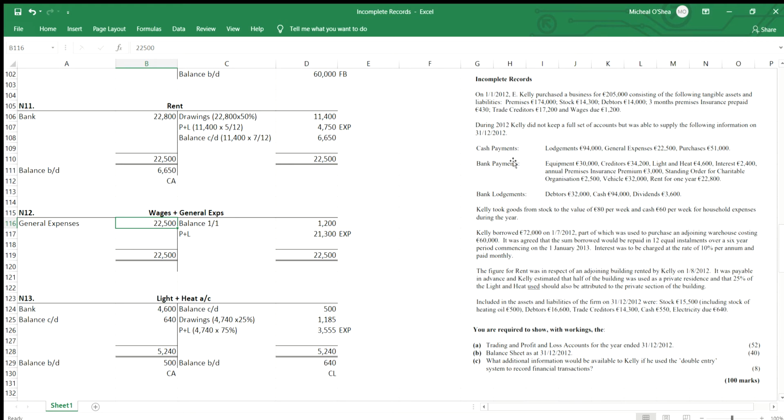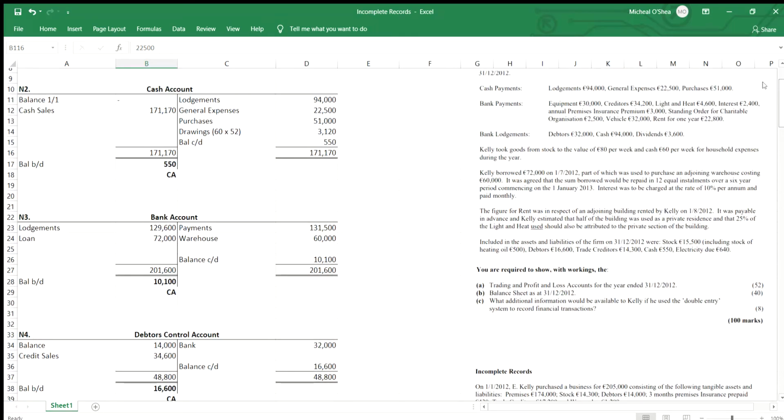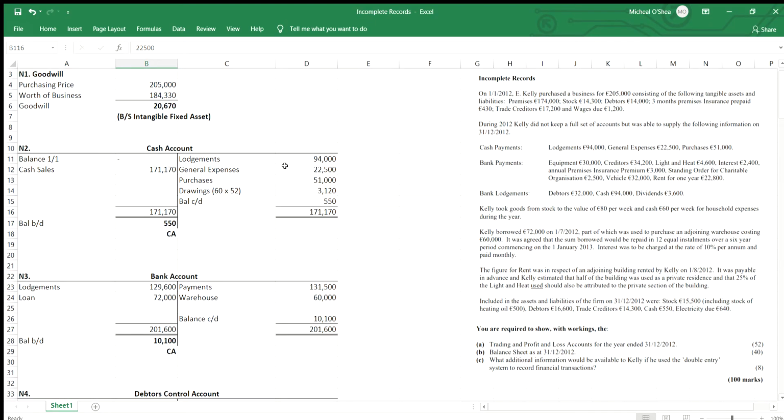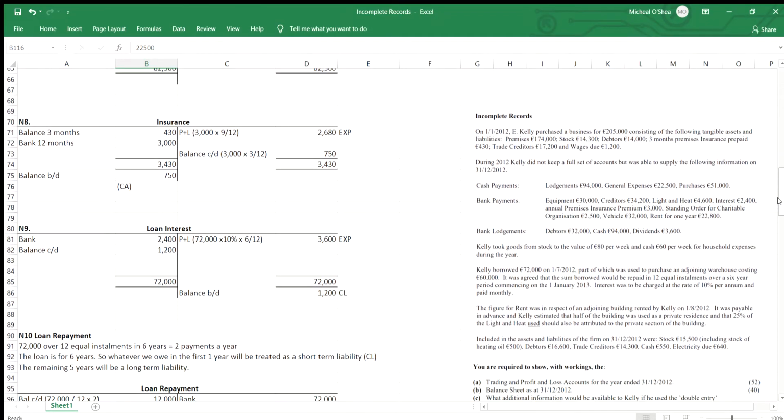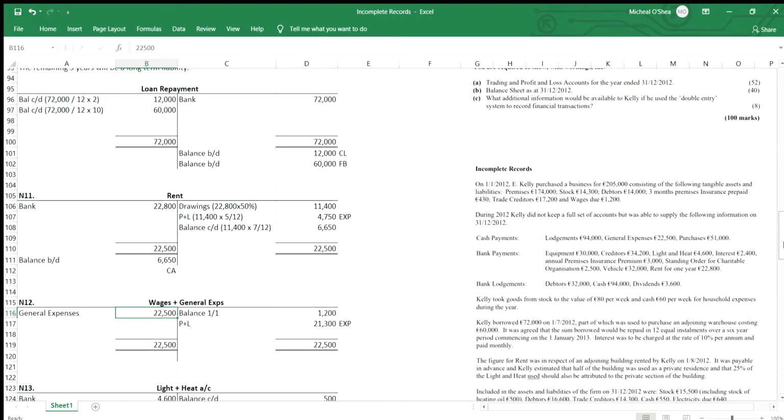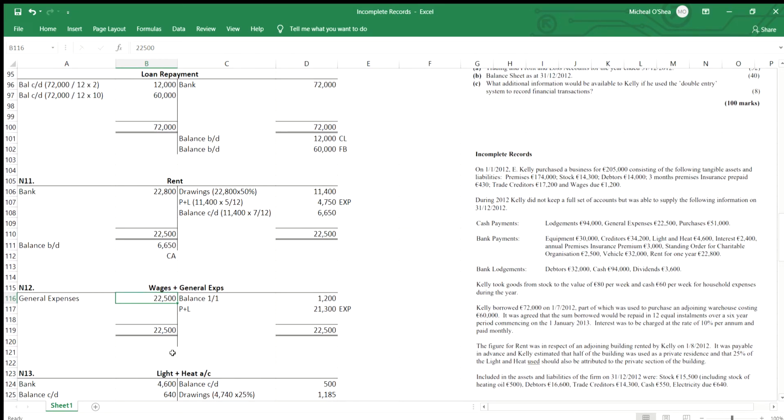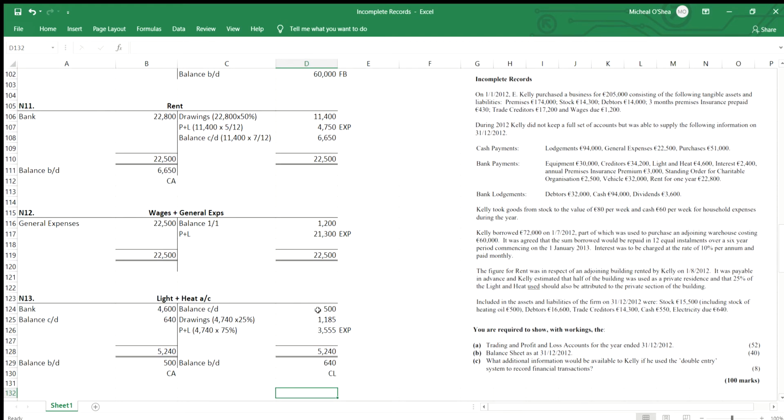Because this is a cash payment or bank payment, both of these figures here, for example this general expenses, as you can see up here, was a credit side figure in my cash account because it's money out of cash, and therefore its double entry will be debit side here in my wages. This is a liability at the beginning of the year, and therefore the difference is my expense, P&L, for wages and general expenses. Now, light and heat is our last tricky one, I suppose, because we're dealing with drawings again.